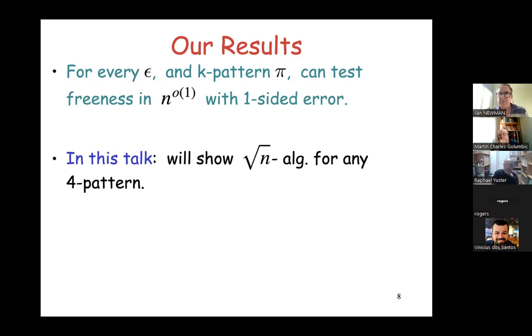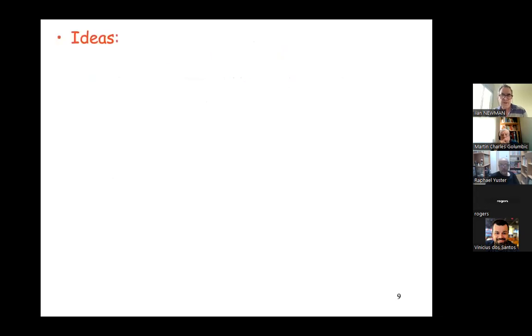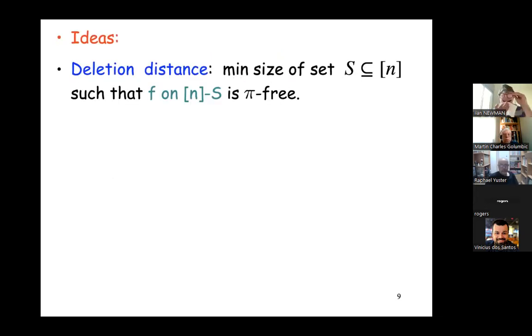And it exhibits the first main idea of the whole thing. And I will tell you what is needed besides what I will describe here. Okay, so from now on, we are going to concentrate on 4 patterns, any 4 pattern, and I will show you a square root of n algorithm, hopefully with more or less all the details, or conceptually at least. Okay, so what is the idea?